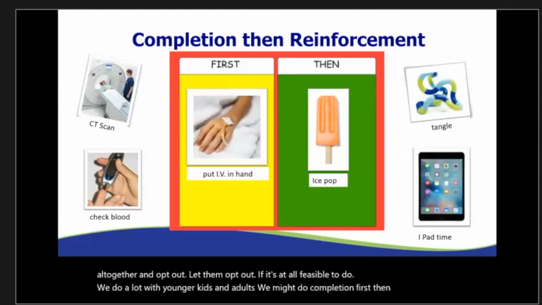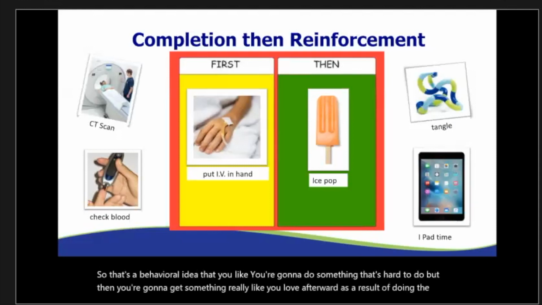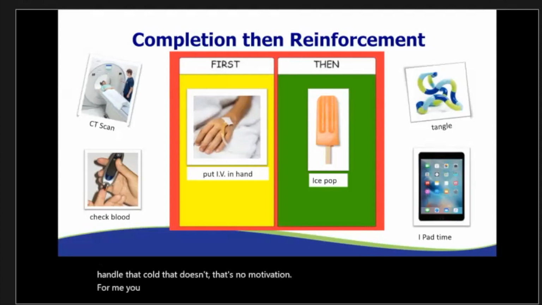So that's a behavioral idea that you're going to do something that's hard to do, but then you're going to get something you really love afterward as a result of doing the hard thing. So sometimes we have to do that visually. And you might want to find out what is the thing that they really love first, because if you're offering them a popsicle and they can't handle that cold, that's no motivation for me. You've got to find out what's their special interest.